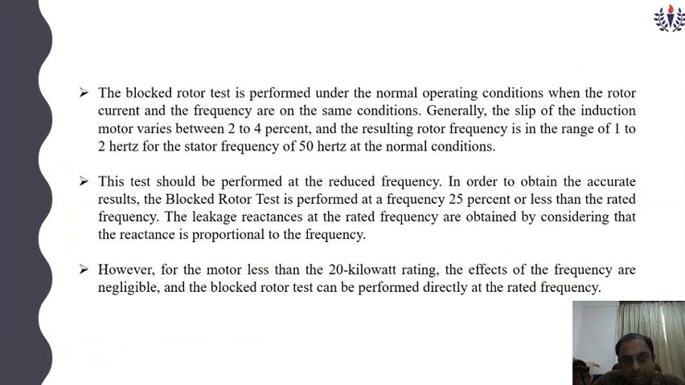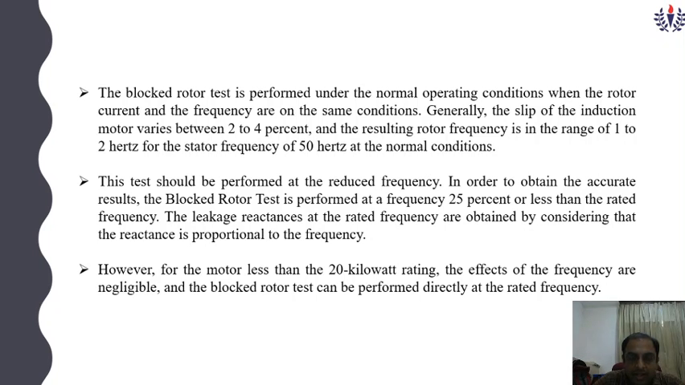In this method, the block rotor test is performed under normal operating conditions, where the rotor current and frequency are at the same conditions. Generally the slip of the motor varies between 2 to 4%. Hence, the resulting rotor frequency is in the range of 1 to 2 Hz for the stator frequency of 50 Hz. This test should be performed at a reduced frequency. In order to obtain an accurate result, the block rotor test is performed at a frequency 25% or less than rated frequency. Rated frequency means you can perform at less than 50 Hz.